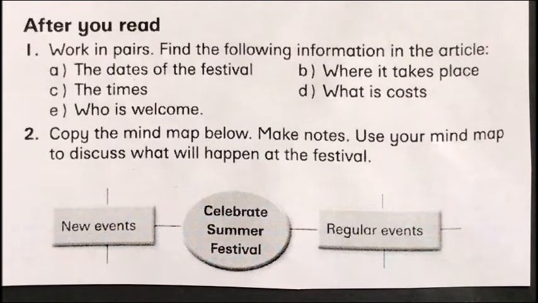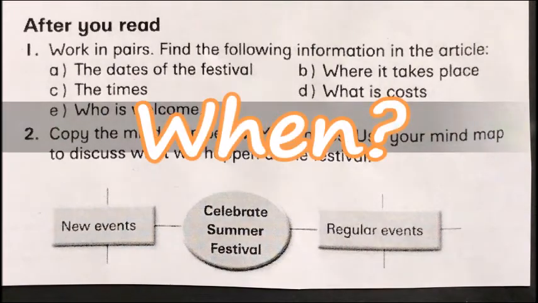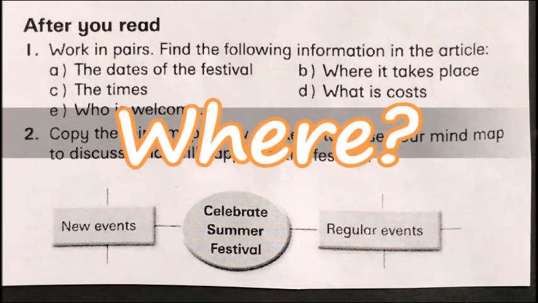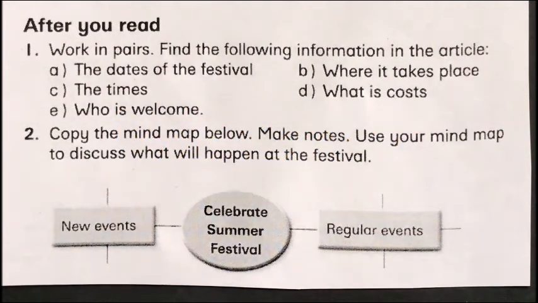Question 1, find the following information in the article. So grade 6s, if you find the information, you simply rewrite it in your books. Number A, the dates of the festival. So when is this festival taking place? B, where it takes place. So please write where the people need to go if they want to go to this festival.